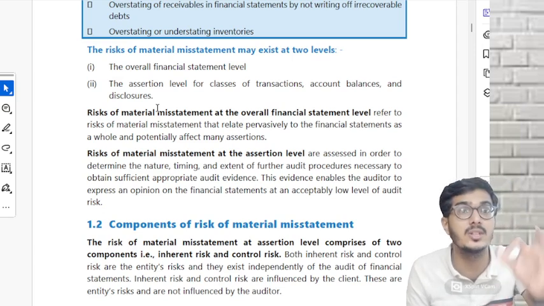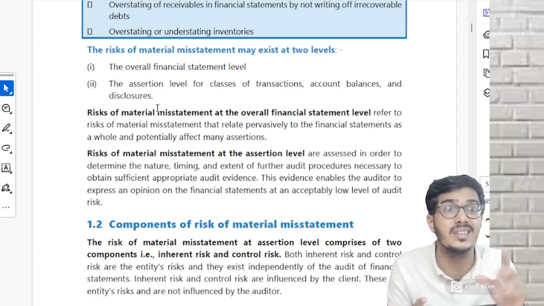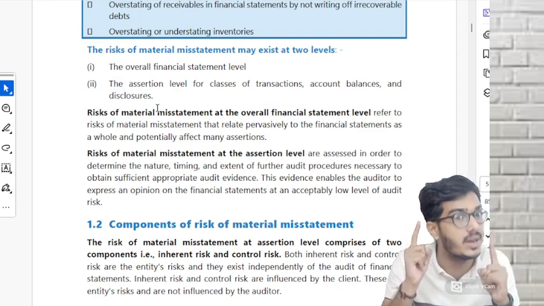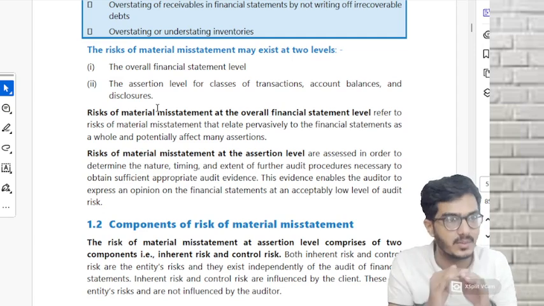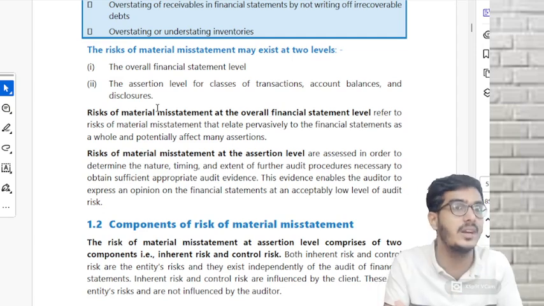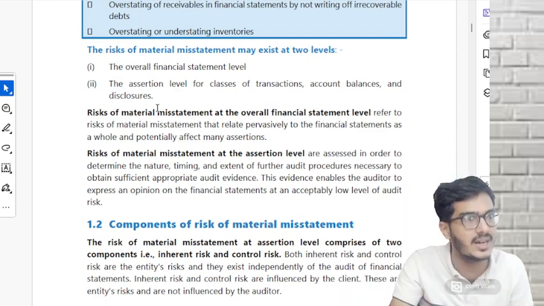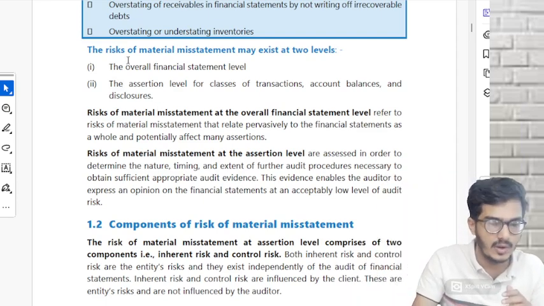Can you reduce the audit risk to 0? You cannot reduce the audit risk to 0. You can reduce it to an acceptable low level. Similarly, here also, if there is a misstatement at assertion level, we try to identify those misstatements. We try to rectify those misstatements by determining the NTE of our audit procedures so that we bring down those misstatements to an acceptably low level. Will you mark this entire thing?